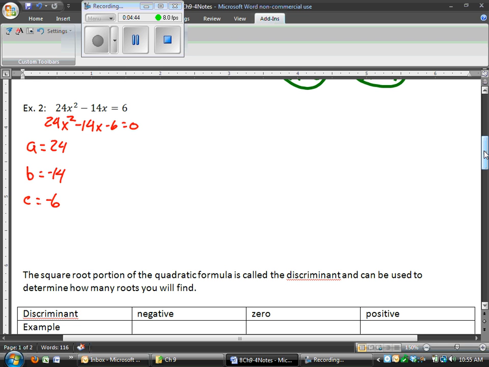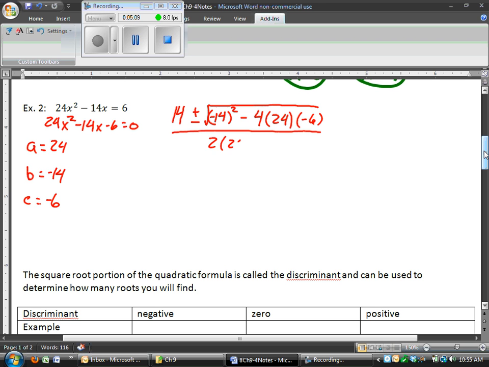Okay? So from here, let's go ahead and fill it in. Opposite of b makes the -14 become positive, plus or minus the square root of -14 squared minus 4 times a times c, all over 2a. Okay?